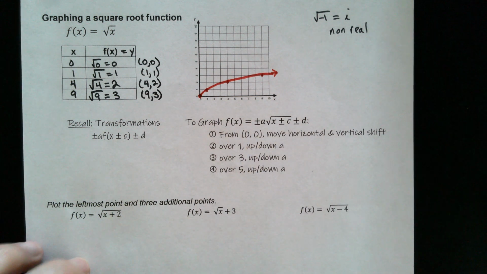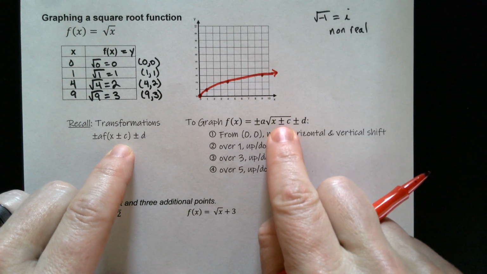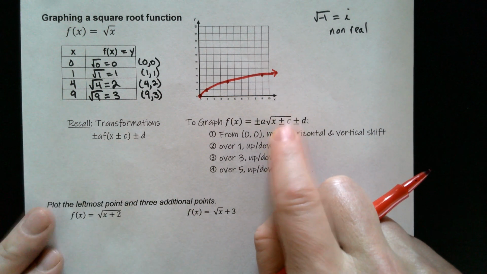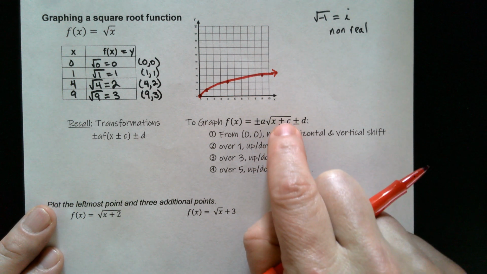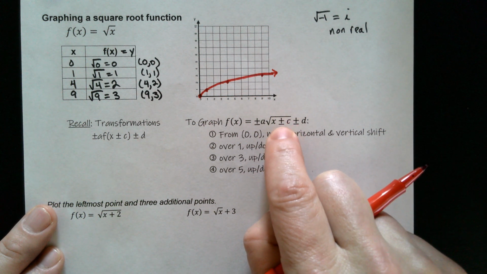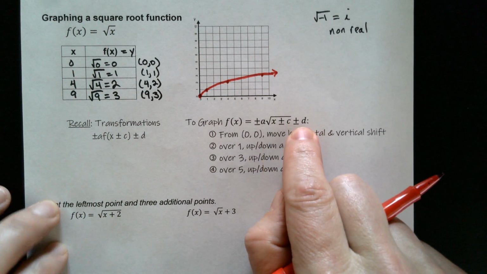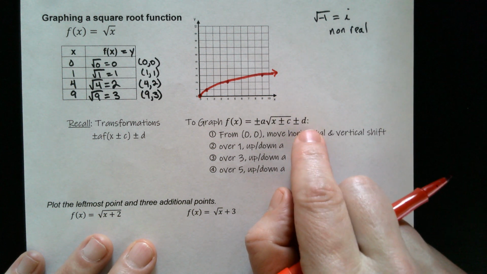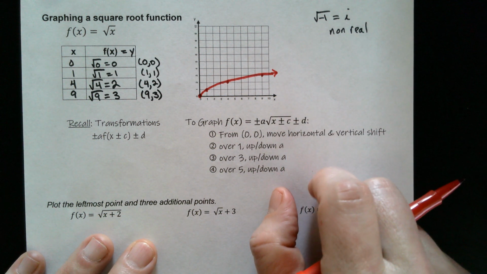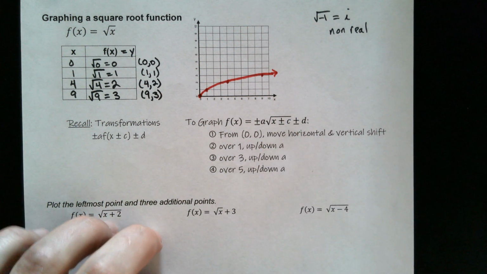Recall these are your possible transformations. When you have a number on the inside, like here or here, it moves left and right, and it moves opposite of the sign. So if this is plus a number, it'll move left. If it's minus a number, it'll move right. So it's opposite of the sign, left and right. This number out here is up and down, and it does the same as the sign. So if you add a number, it goes up. Subtract, it goes down. Only on the inside does it go the opposite direction, and that's left and right.